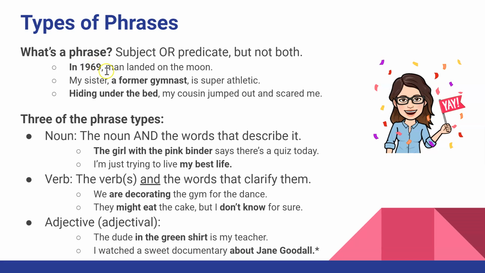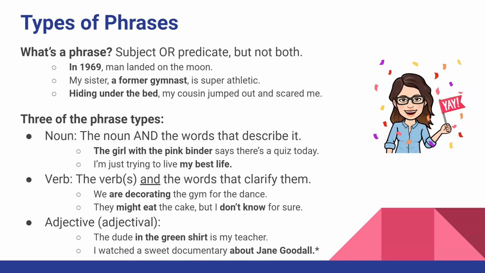In 1969, man landed on the moon. This is an introductory phrase at the beginning of a sentence, and it shows when the dude landed. My sister, a former gymnast, is super athletic. Sometimes phrases are in the middle of the sentence, especially an appositive phrase like this one, describing the sister. Or, hiding under the bed, my cousin jumped out and scared me. So this is saying, well, it's specifying who is hiding under the bed. The cousin's doing it.